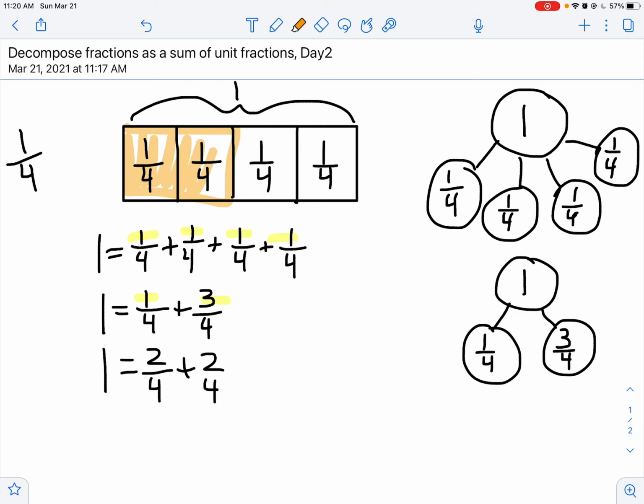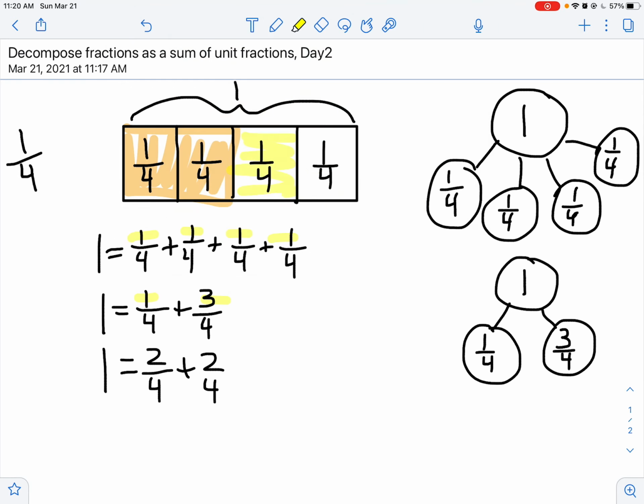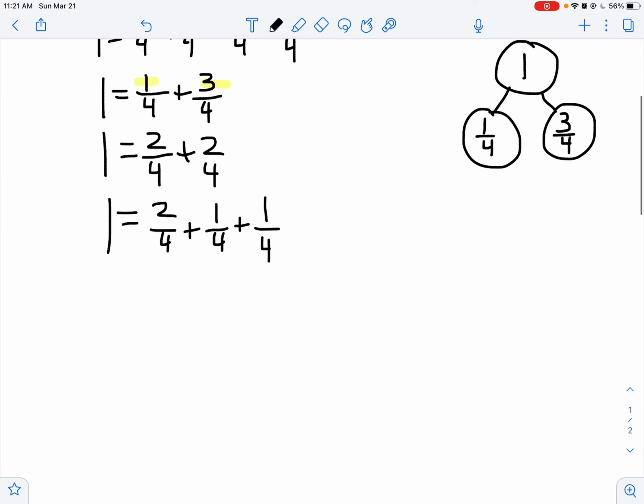What about 2/4 plus 1/4 plus 1/4? I could do it that way: 2/4 plus 1/4 plus 1/4. So there are lots of different ways that I can break this down and create an addition sentence to show all the different combinations of fourths I could use to make one whole.